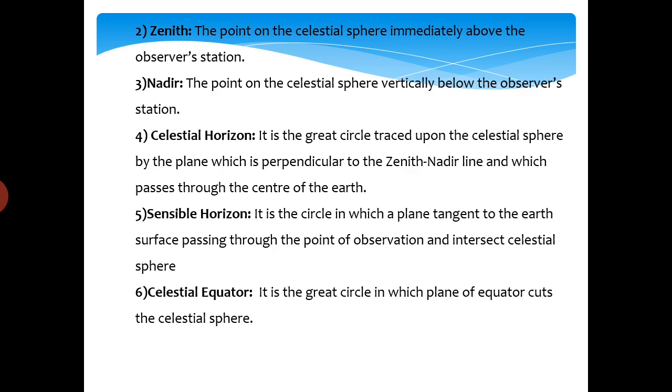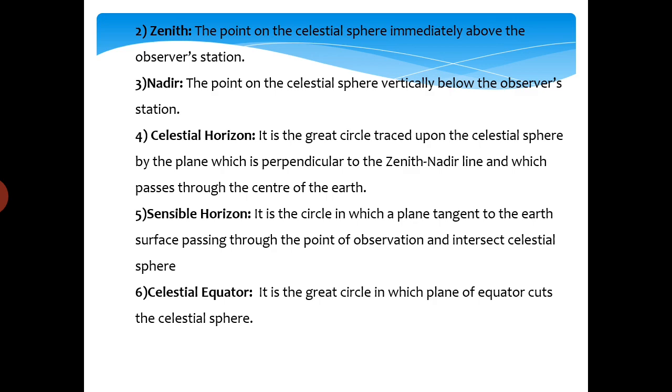So the celestial horizon is a great circle, right? A great circle is nothing but a circle that passes through the center of the celestial sphere, right? The horizon is the great circle which is perpendicular to the zenith-nadir line. The line joining the zenith and nadir is nothing but the zenith-nadir line, right? And the great circle which is perpendicular to such a line is nothing but the celestial horizon, right?